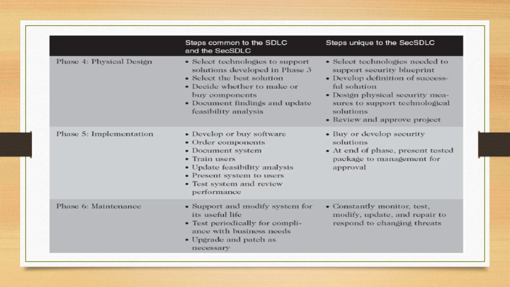So next is the implementation phase, that is phase 5. The common steps require us to develop or buy the software, order components, document the system, train users, update the feasibility analysis, test the system, and review the performance. The step unique to Security SDLC is to buy or develop the security solutions. At the end of the phase, present tested packages to the management for approval, that is, the phase will be approved for implementation, that is the coding. Here we are currently talking about the coding.